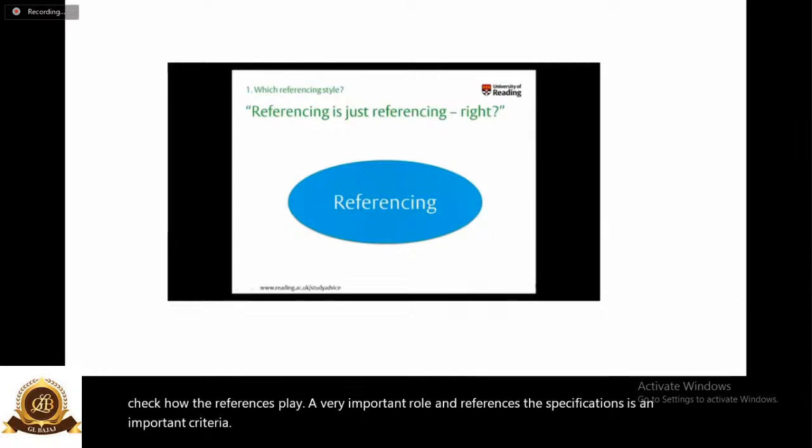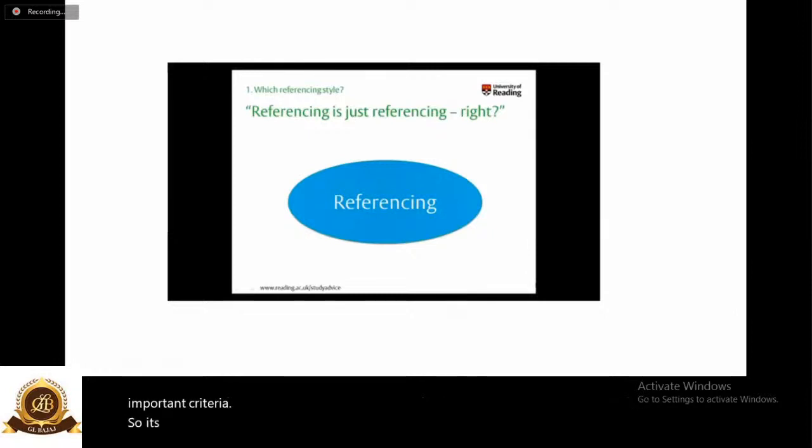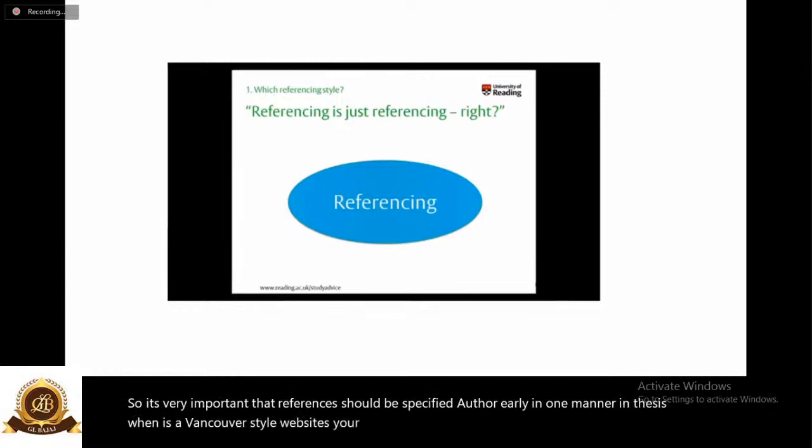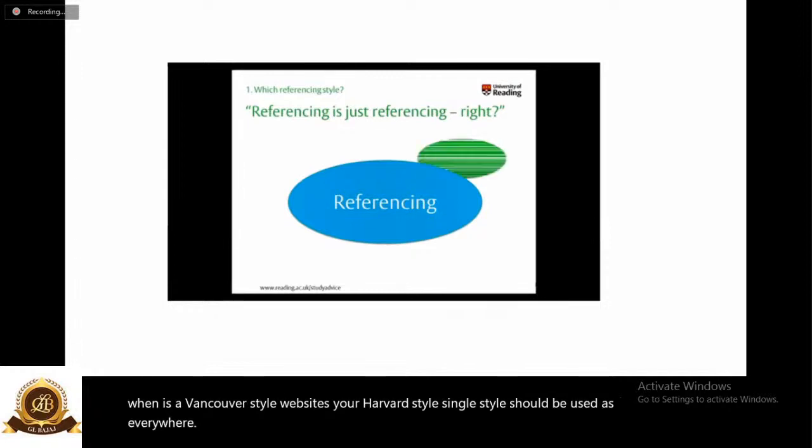So it's very important that references should be specified thoroughly in one manner in the thesis, whether it's a Vancouver style, or your Harvard style. A single style should be used everywhere. That means the reader can find the source for themselves, that means that they have referenced correctly.